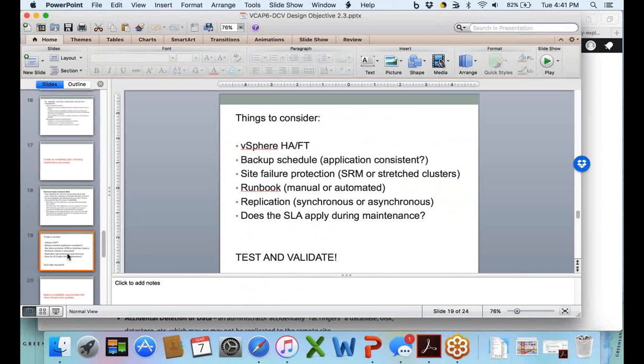For this application, does it qualify for fault tolerance, for vSphere fault tolerance? We already mentioned things like application load balancing, application clustering, and so on. Replication, right? This goes back to my RPO as well. Synchronous or asynchronous? And then of course, when does the SLA not apply? What time periods are excluded? So this is usually something like maintenance.